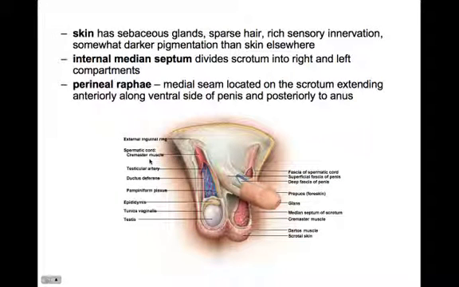The skin over the scrotum has sebaceous glands, sparse hair, very rich sensory innervation, and a little bit darker pigmentation than the skin elsewhere. There's a median septum that divides the scrotum into the right and left compartments. And the seam of that is called the perineal raphe. It's located anteriorly along the ventral side of the penis and posteriorly to the anus.